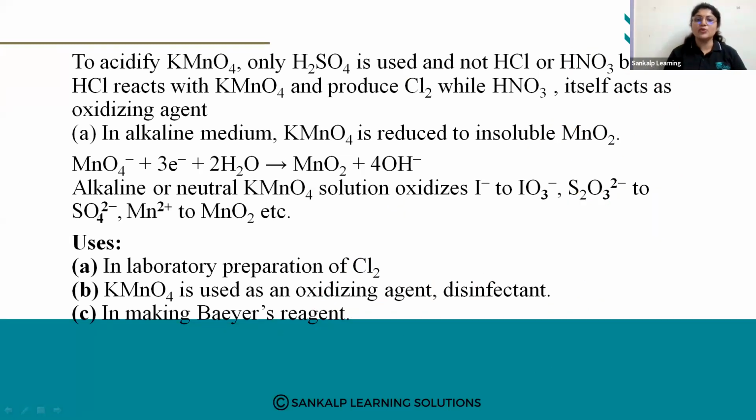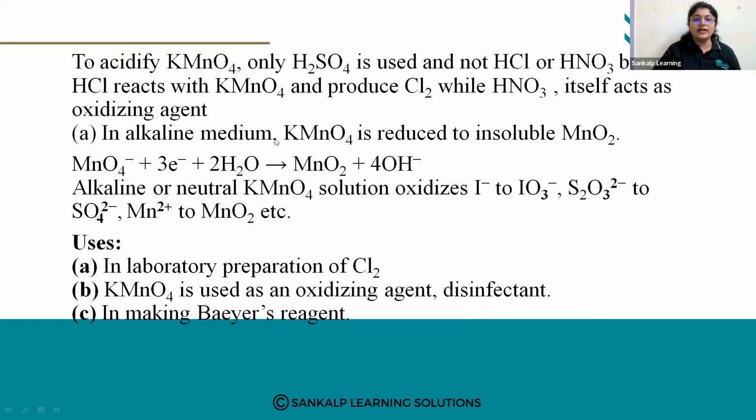To acidify KMnO4, only H2SO4 is used and not HCl or HNO3, because HCl reacts with KMnO4 and produces Cl2, while nitric acid itself acts as an oxidizing agent. So whenever you want to acidify KMnO4, we make use of only sulfuric acid and not other acids like HCl and nitric acid. KMnO4 will react with HCl and produce chlorine gas, while HNO3 is itself an oxidizing agent, right?